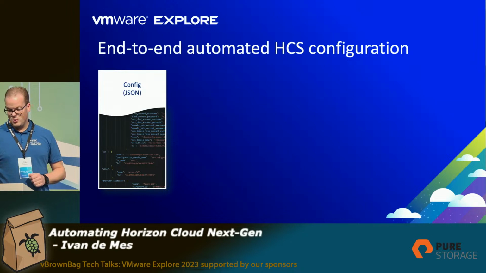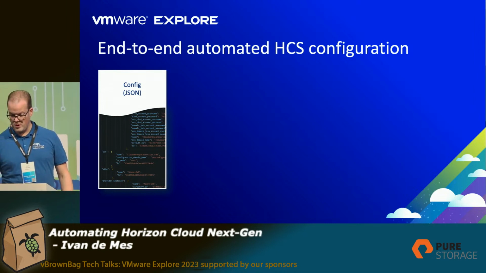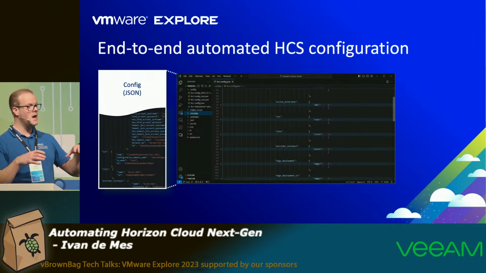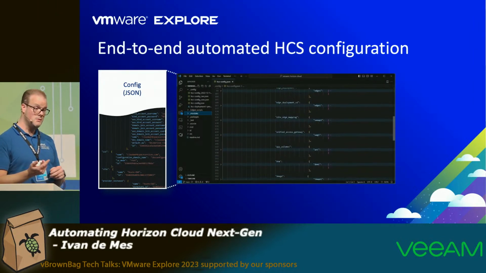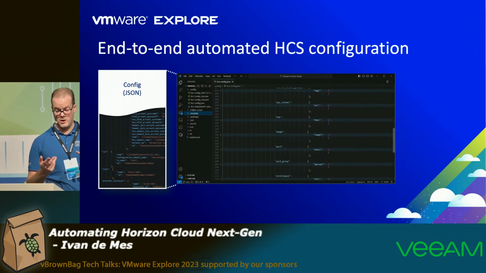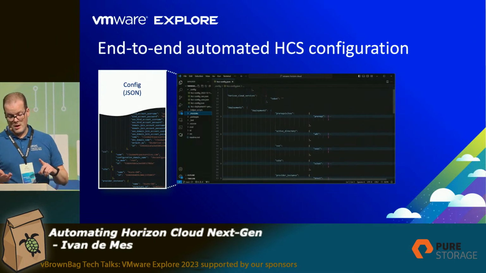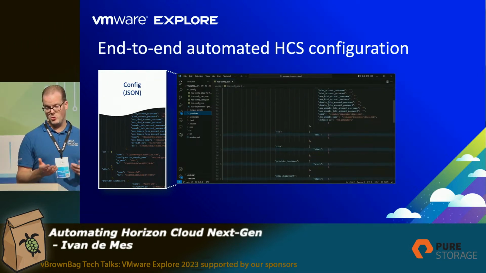So to give you a little insight on how we do it, we have a single configuration file in which we specify everything that we need for our full end-to-end deployment. So again, it contains the edges with the edge gateway, the unified access gateways, Active Directory, but also images, pools, etc.